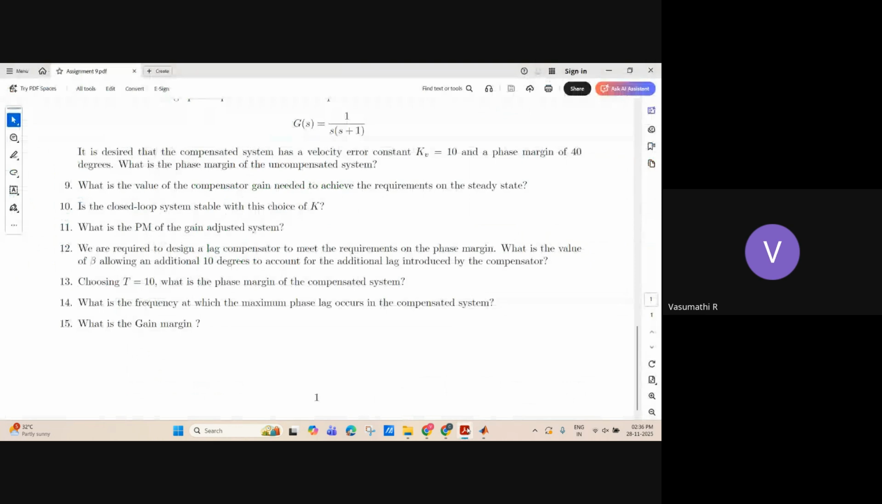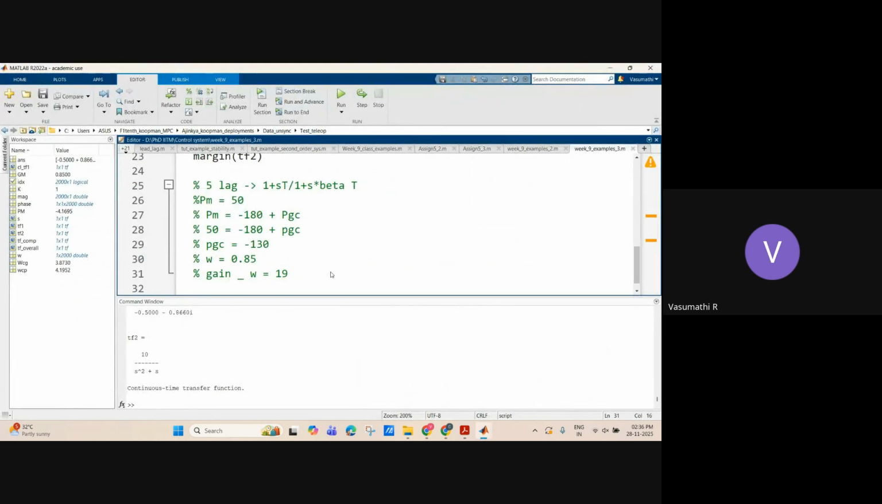I think it's a separate question. No, same question only. What is the value of beta we want to find, right? We know the gain now. We know the phase at which this happened. Then we know the formula: 20 log of 1 by beta is equal to this magnitude.